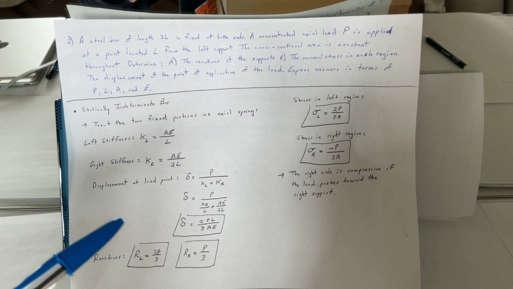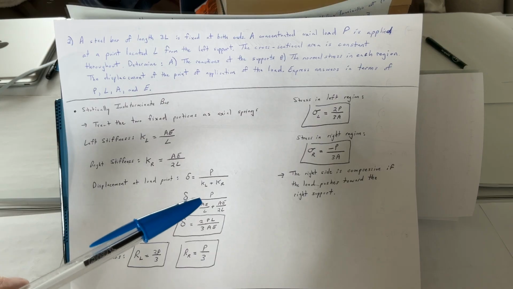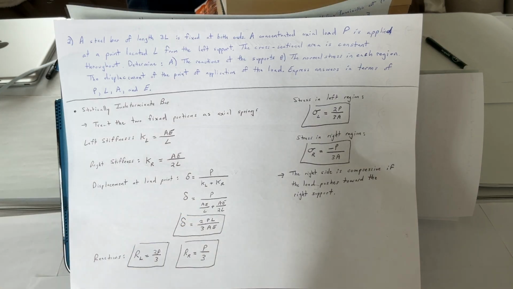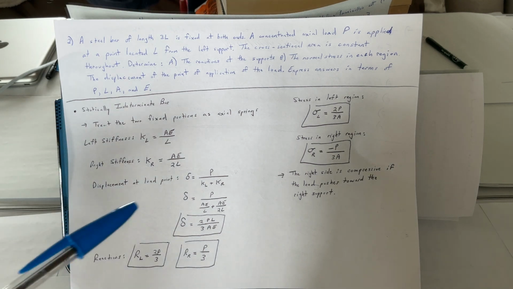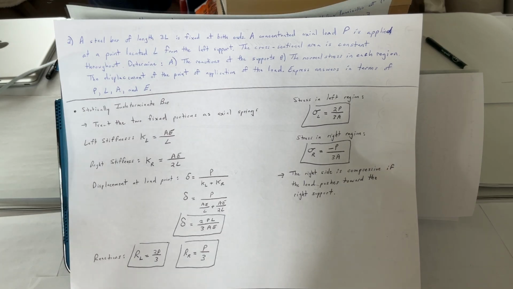All right, and here we're going to have this delta equals P over AE over L plus AE over 2L. Okay, and delta is going to be 2PL over 3AE. That's when we just simplify. I skipped over some steps algebraically, computationally. So our reactions, R sub L is 2P over 3, R sub R is P over 3.